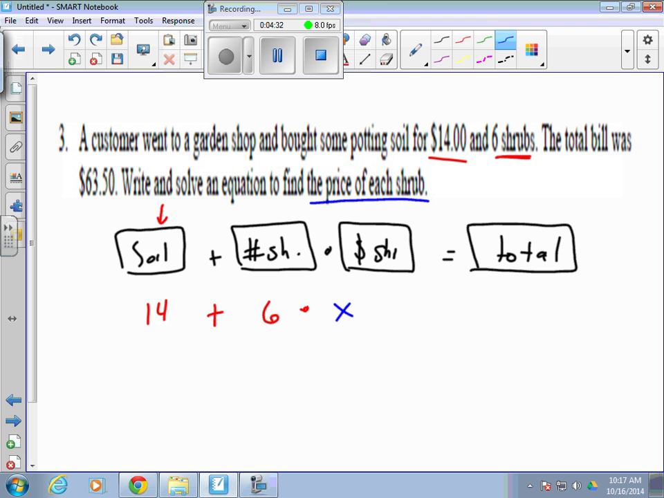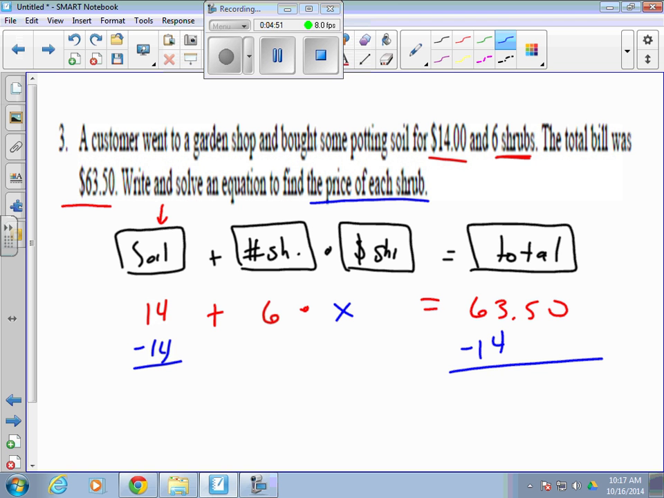Anytime you don't know something, it's a variable. Equals the total. We know the total. It's here, $63.50. So now we have a simple equation that we have to undo. Subtract 14 from both sides. If you do it there, do it here.